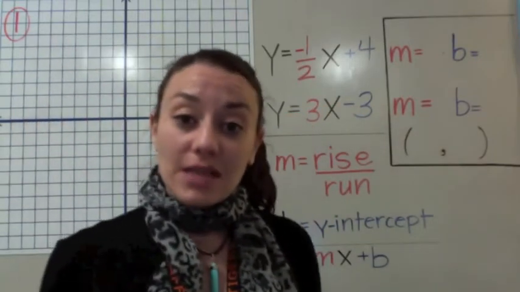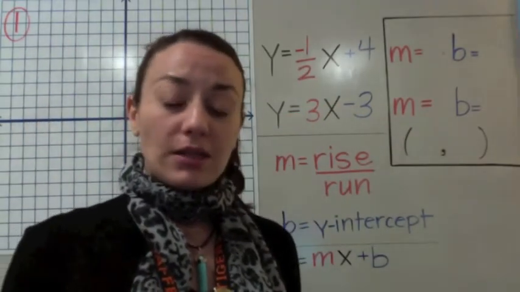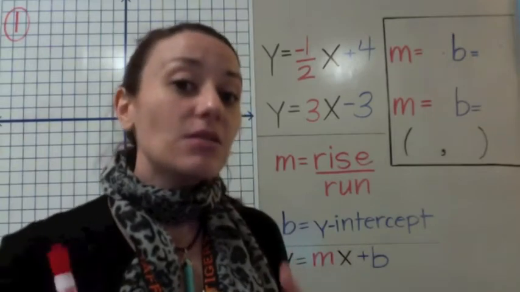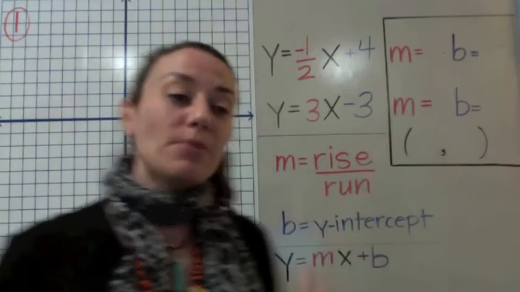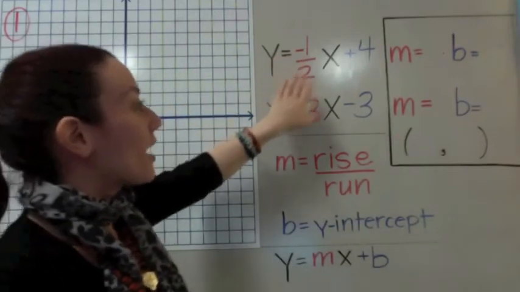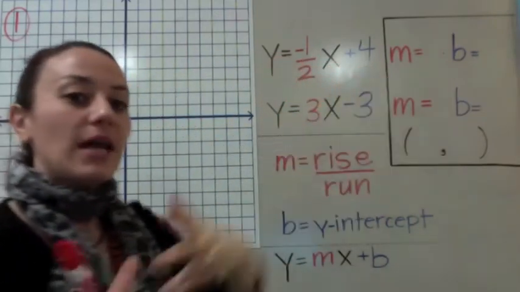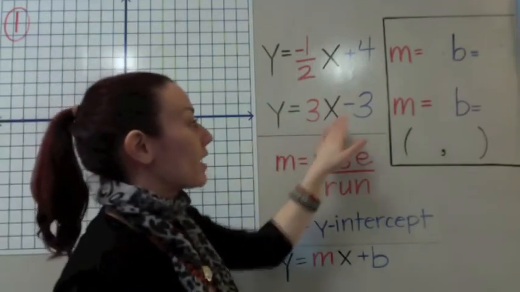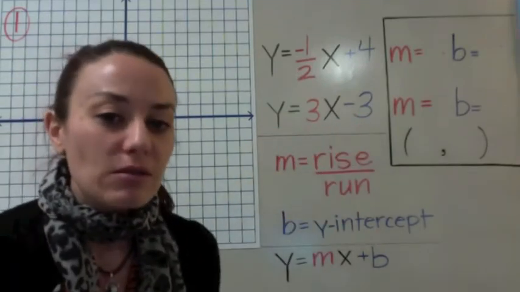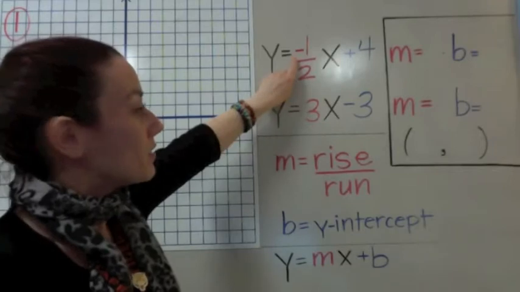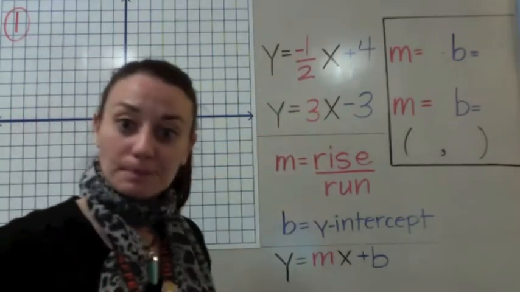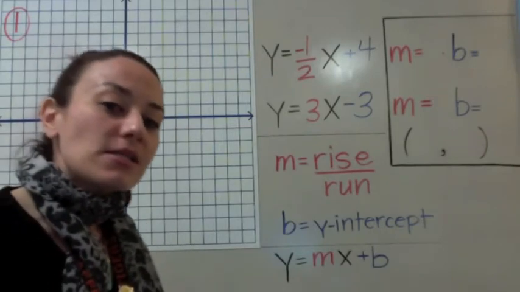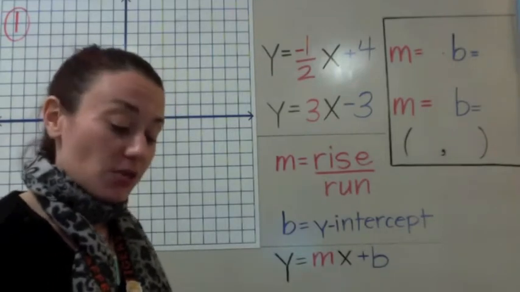For all of these examples, I have not included parallel lines. However, let's still take a look at the slopes of both of these lines. Line number 1 is y equals negative 1/2 x plus 4, and line number 2 is y equals 3x minus 3. What do you notice about the slopes? One is negative and one is positive, okay? So let's graph these lines and see where they intersect.